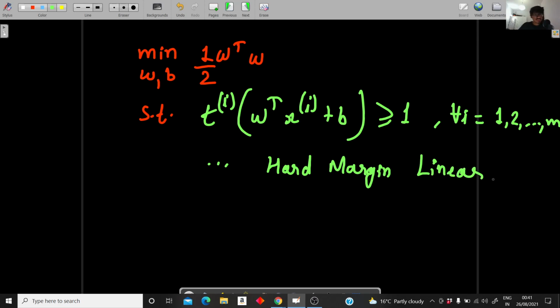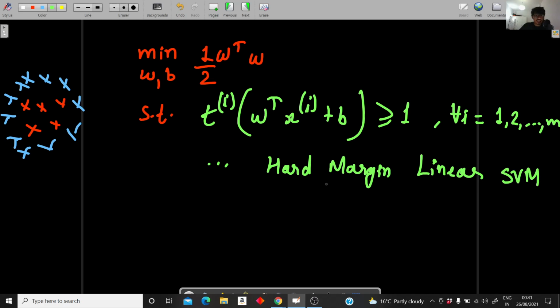We'll see what we do when we have nonlinear data, that is some data like this, and we have something like this. Now it's not possible to classify the data based on just a single line. So this is nonlinear data and we'll see how to handle it. That's why I'm writing here that this is the hard margin linear SVM classifier. So this is the training objective, or we can say the objective function, for our hard margin.